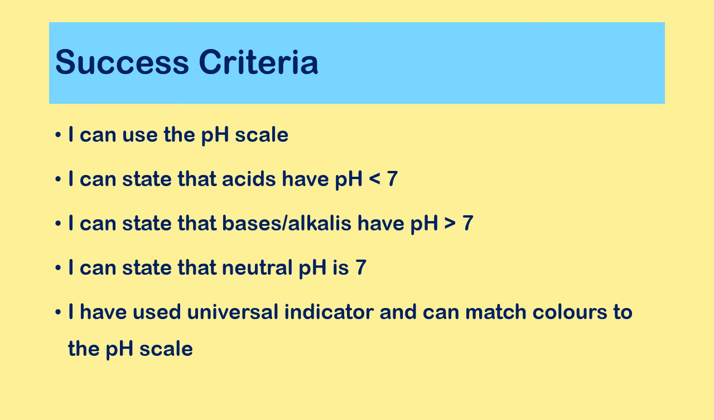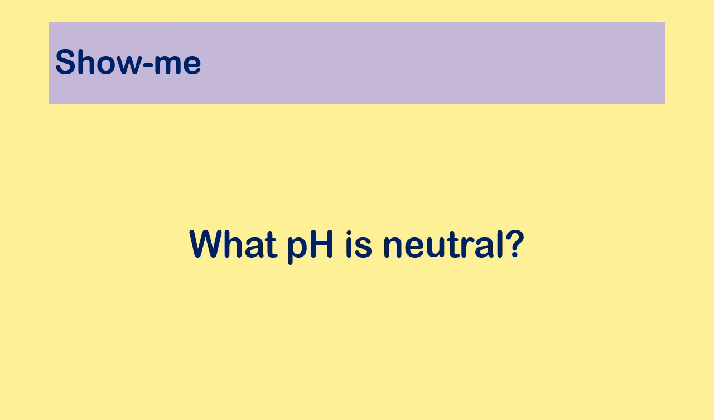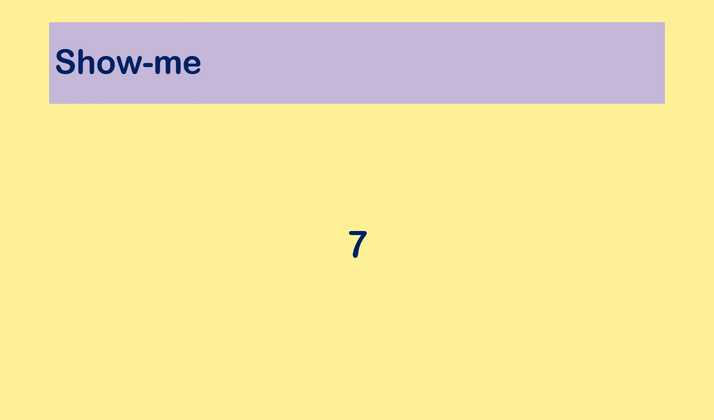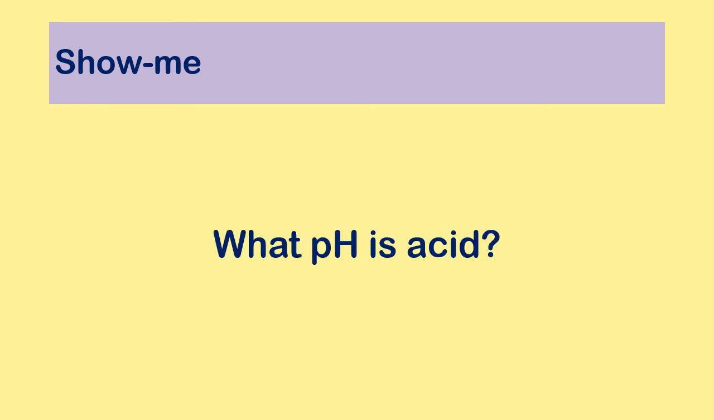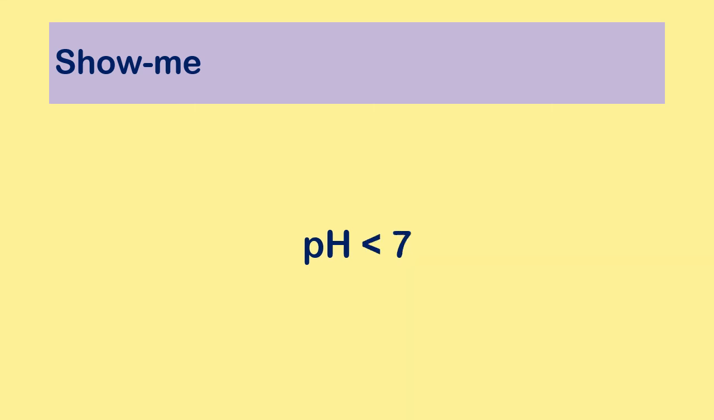Now I just got a few questions to go through. So you can keep these in your head if you're watching the video, see if you can get the right answer. So what pH is neutral? Well, the answer to that one is 7, and exactly 7. What pH is acid? Well, this one, any pH that is less than 7. So that's anything from 0 to 6.9.